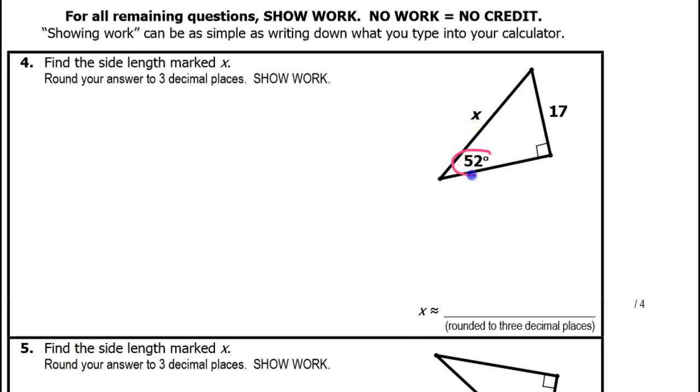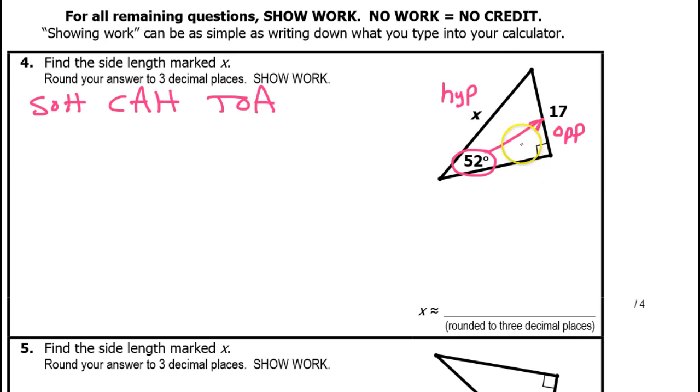So for problem number 4, we are supposed to find x. So let's go ahead and circle this angle. So this x is across from the 90 degrees, so it is the hypotenuse. The 17 is across from the angle that I circled, so it is opposite. So when I talk about SOHCAHTOA, I'm looking for the one that involves opposite and hypotenuse. That's going to be this one.